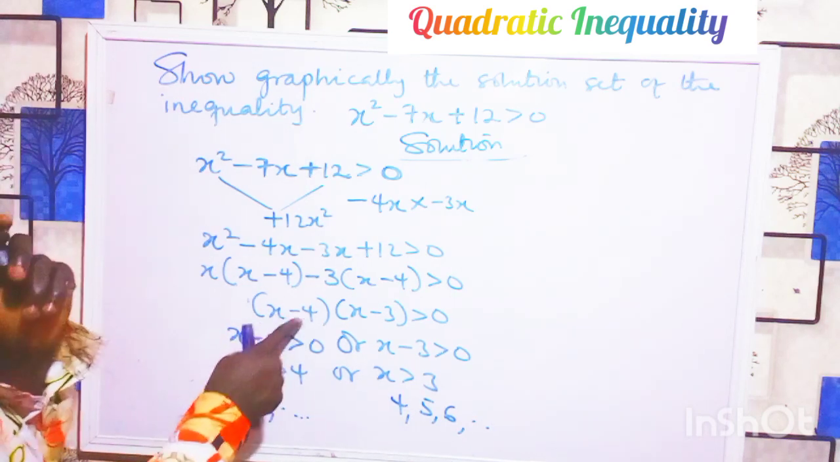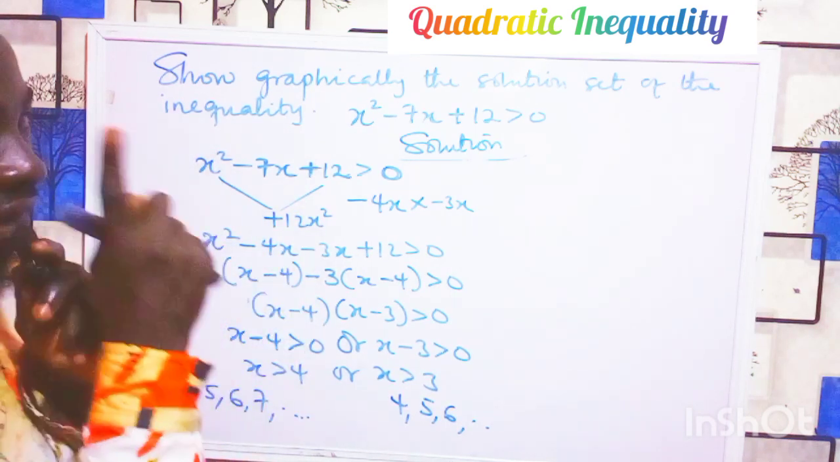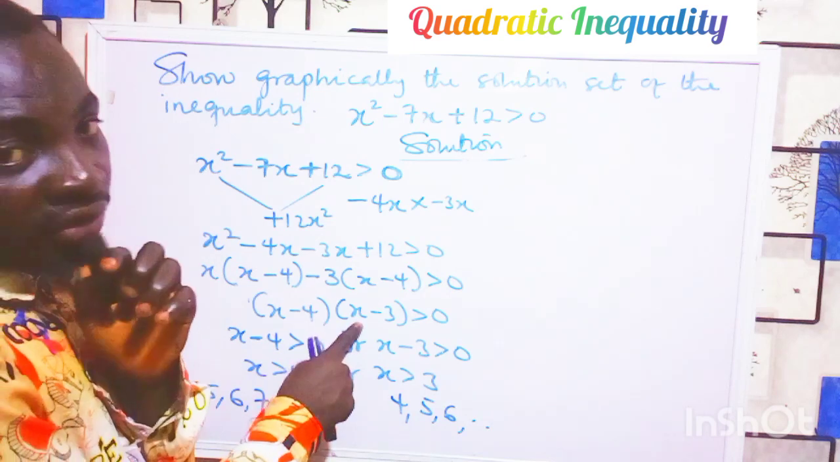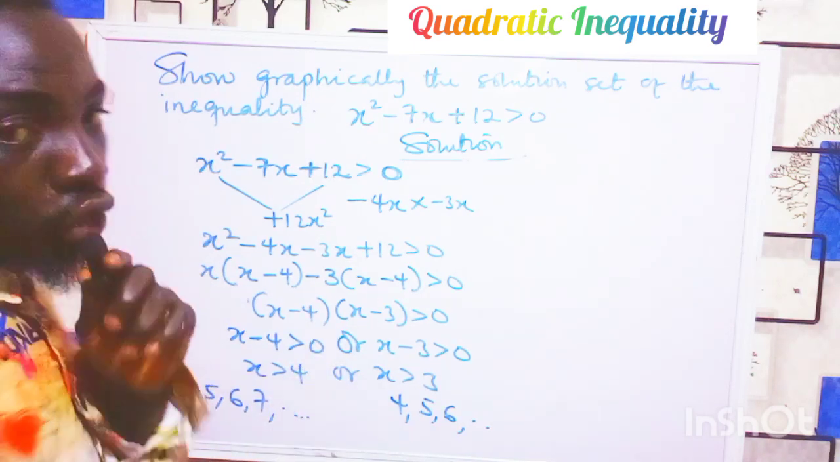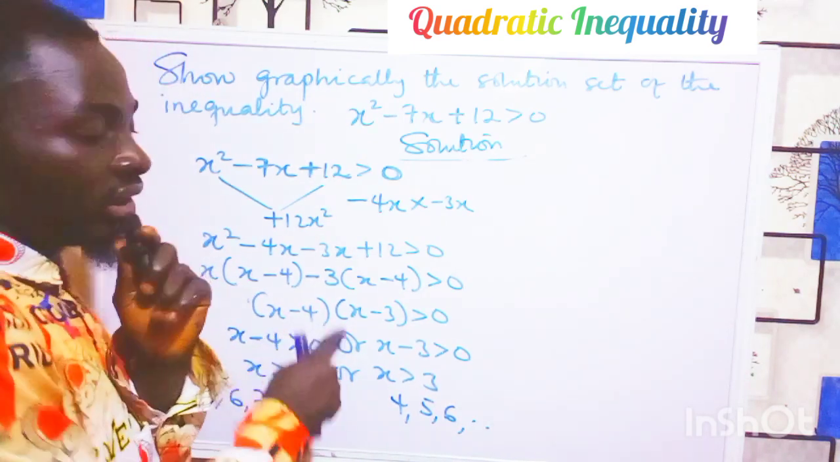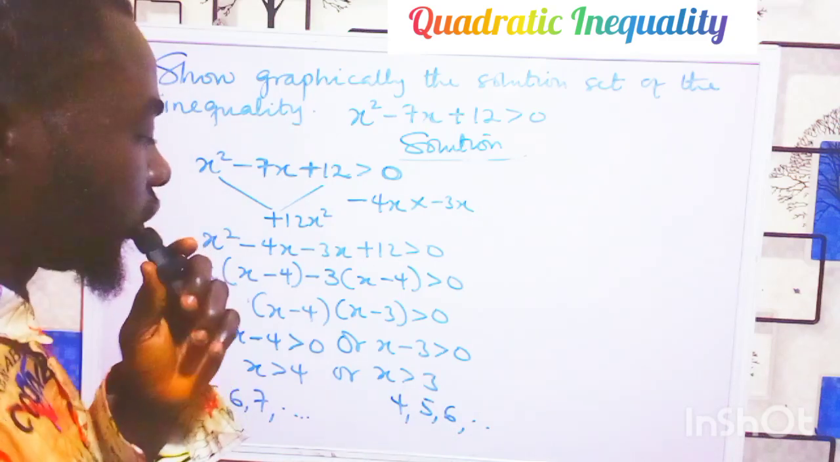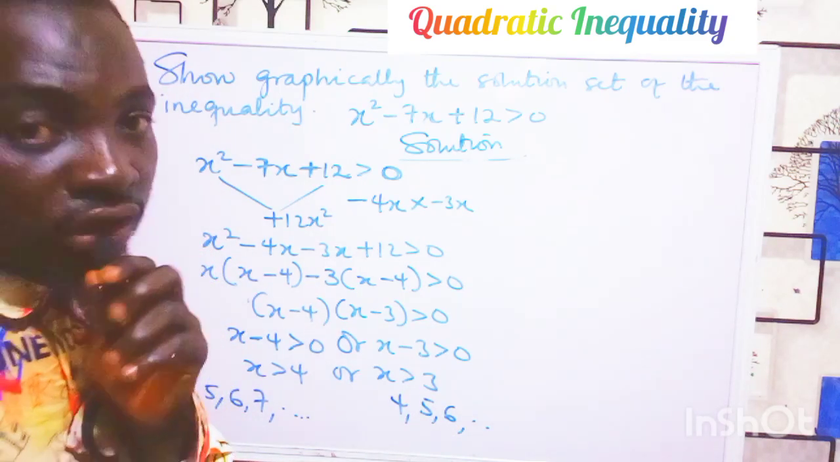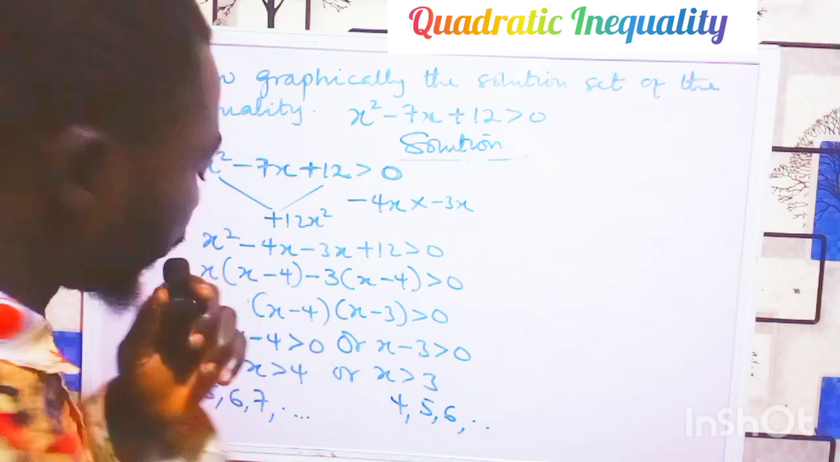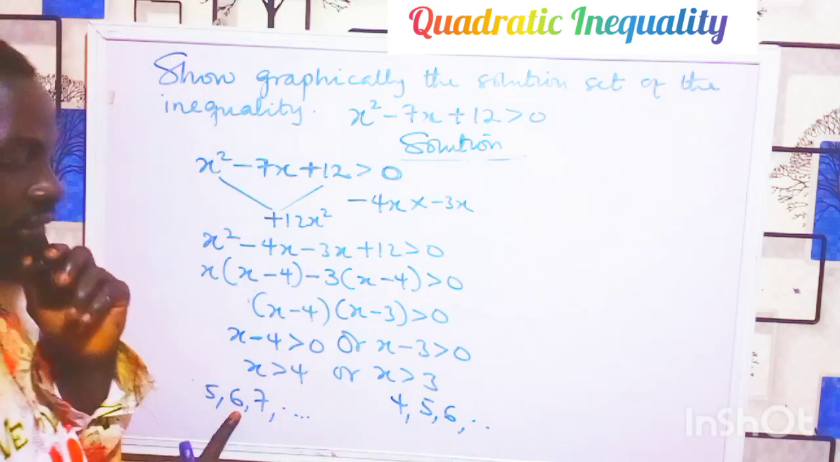That becomes 5 minus 4, which is 1. Then put 5 here again. 5 minus 3 will give us 2. We have 1 here. 1 times 2 will give us 2. Is 2 greater than 0? Yes, correct. Let's try the second number, 6.